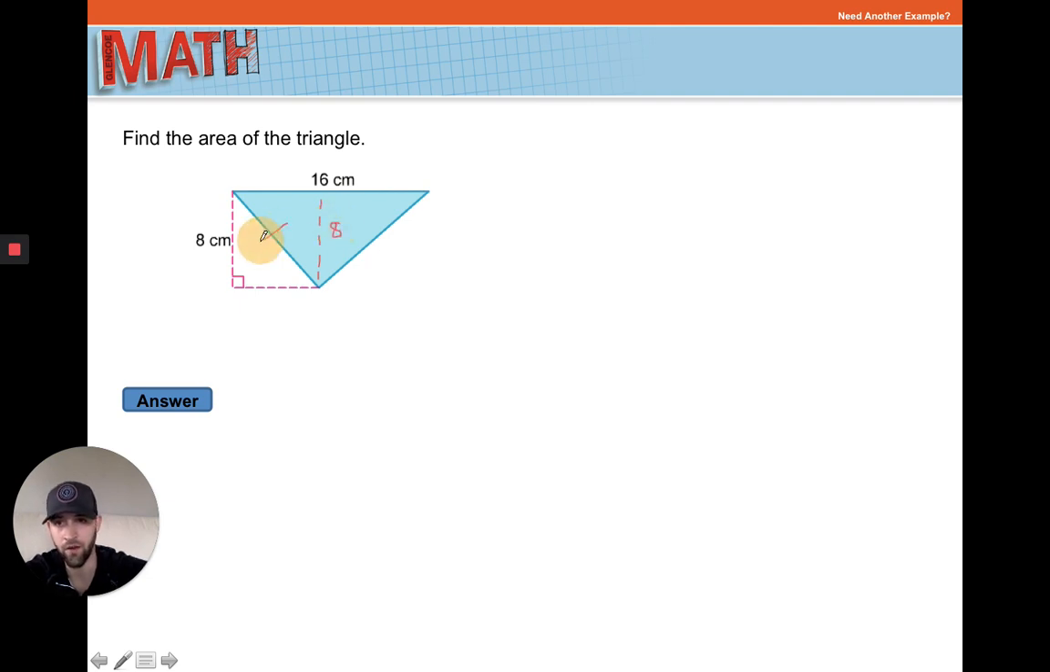Okay, remember, we are not using the diagonals. I want to use this one going straight up and down. Okay, so this looks kind of funky, but we're going to use this as your height. So again, here's the formula. Area is equal to base times height divided by 2. Every single time for triangles, use this formula. Okay.